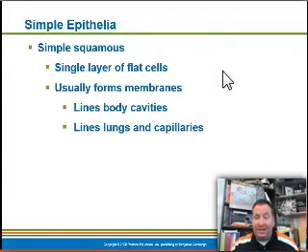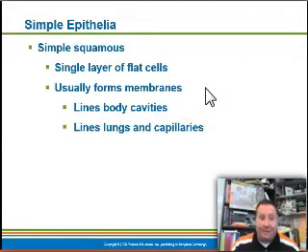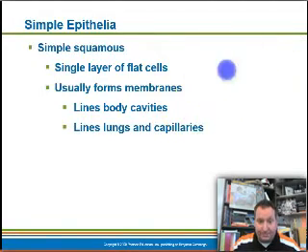The first type of epithelial we're going to talk about is simple epithelial. Simple epithelial, guys, is just a single layer of flat cells. It's going to form membranes. And what I mean by that is membranes kind of cover things. So it's going to line your body cavities. It's going to line your lungs. If we take a look at inside of a capillary, it's going to line the inside of that particular capillary itself. On the inside here is where you're going to find the lining of that simple epithelial.